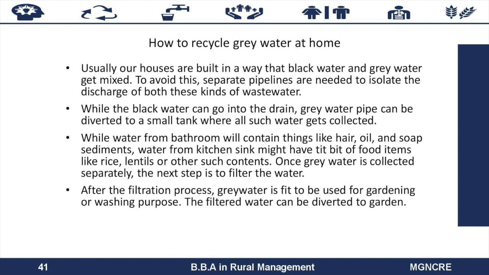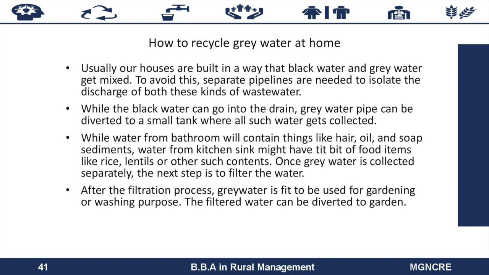To avoid the mixture of grey and black water, separate pipelines are needed. While the black water can go into the drain, the grey water pipe can be diverted to a small tank where all such water gets collected. While the water from the bathroom will contain things like hair oil and soap sediments, water from the kitchen sink might have tidbits of food items like rice, lentils or other such contents.